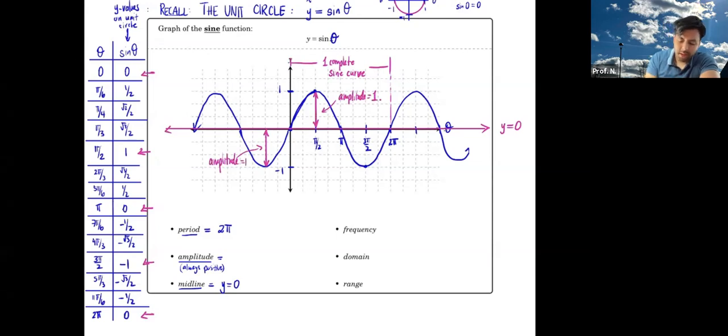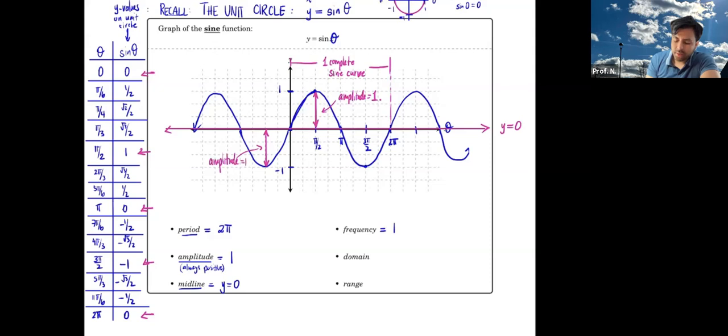Okay, so that's all it is. Amplitude equals 1. Done. Now, what's the frequency? The frequency is how many full curves do I see in the interval 0 to 2 pi. So from 0 to 2 pi, how many curves are there? We only see one full curve. So we see that our frequency is 1.